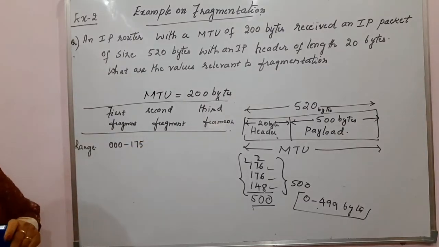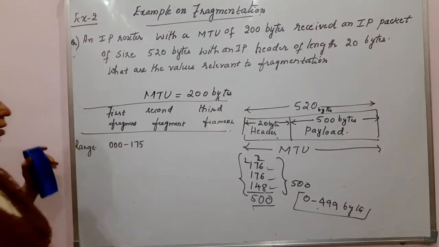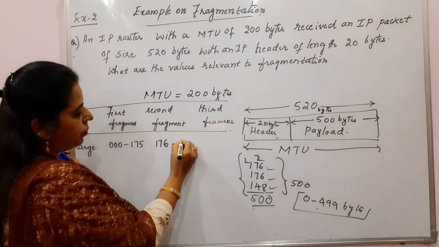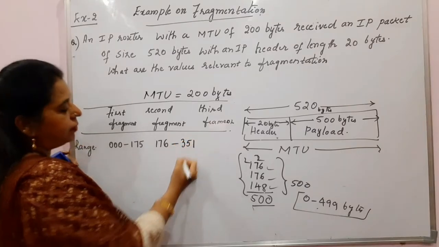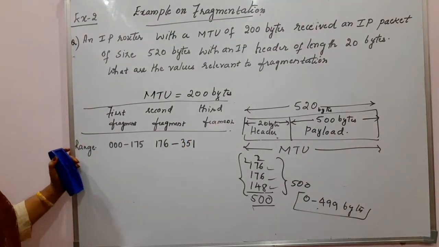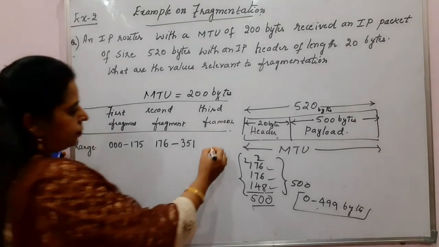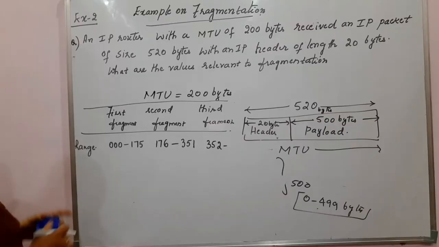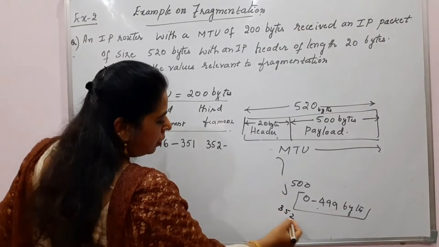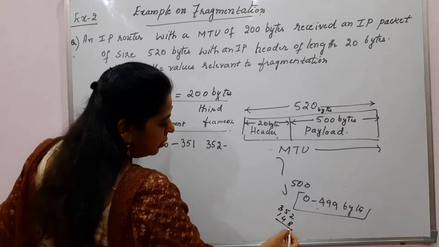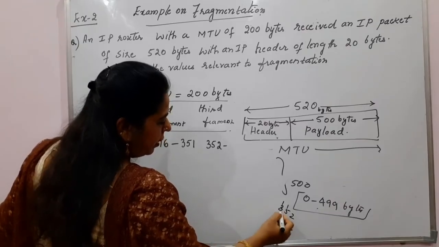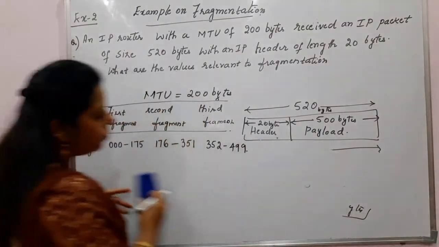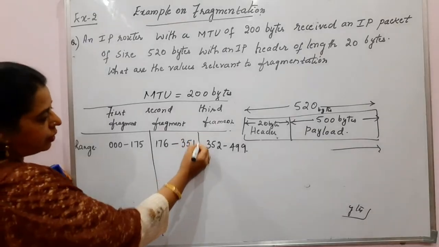Then for the second fragment, your first byte number will start from 176 and it will end at 351, because you have to give 176 bytes. And the third fragment will start from 352 to how much? Let us add 352 and the size 148. So it will be 500, so the last byte is 499. So the last fragment will end at 499. This is what you have written now.